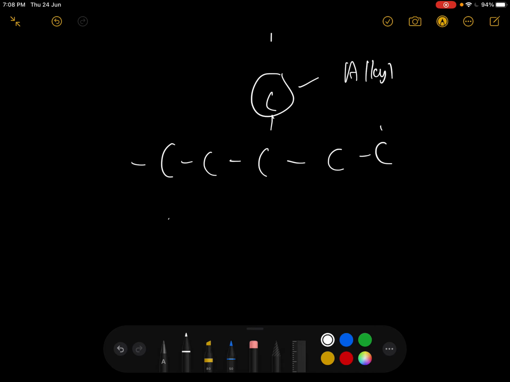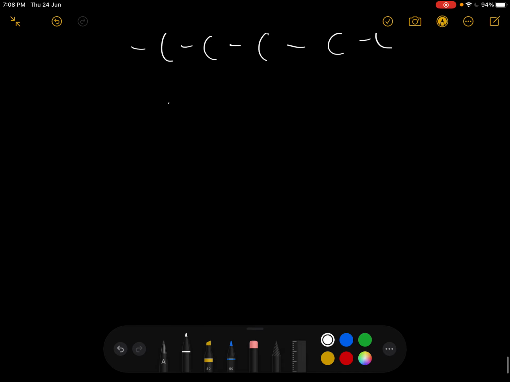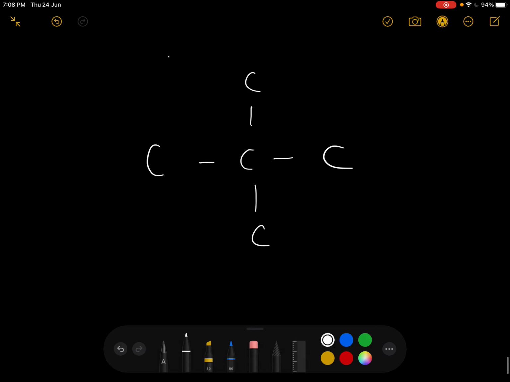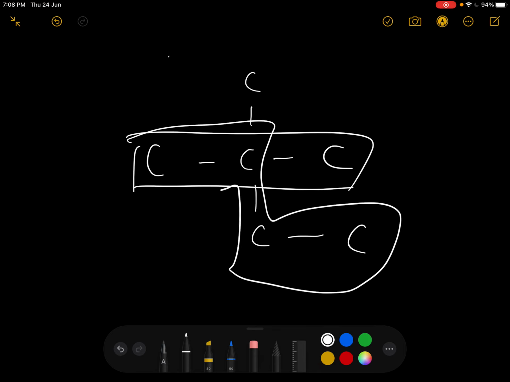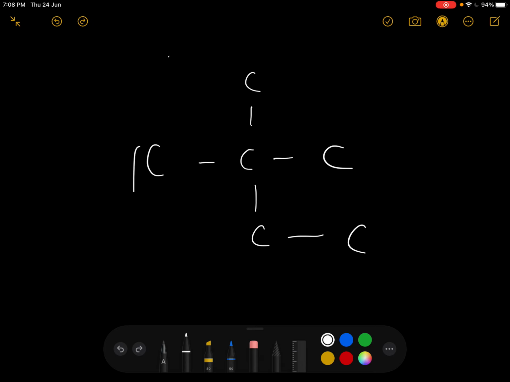Now here's the thing. There are also times where you need to determine what is the longest carbon chain. So let's say I have C, and then I draw C here, and then I draw C here, and then I draw C here. So what is the longest carbon chain? Is it 3? No, it's 4. That is the longest carbon chain. Or 4. They can be like that.